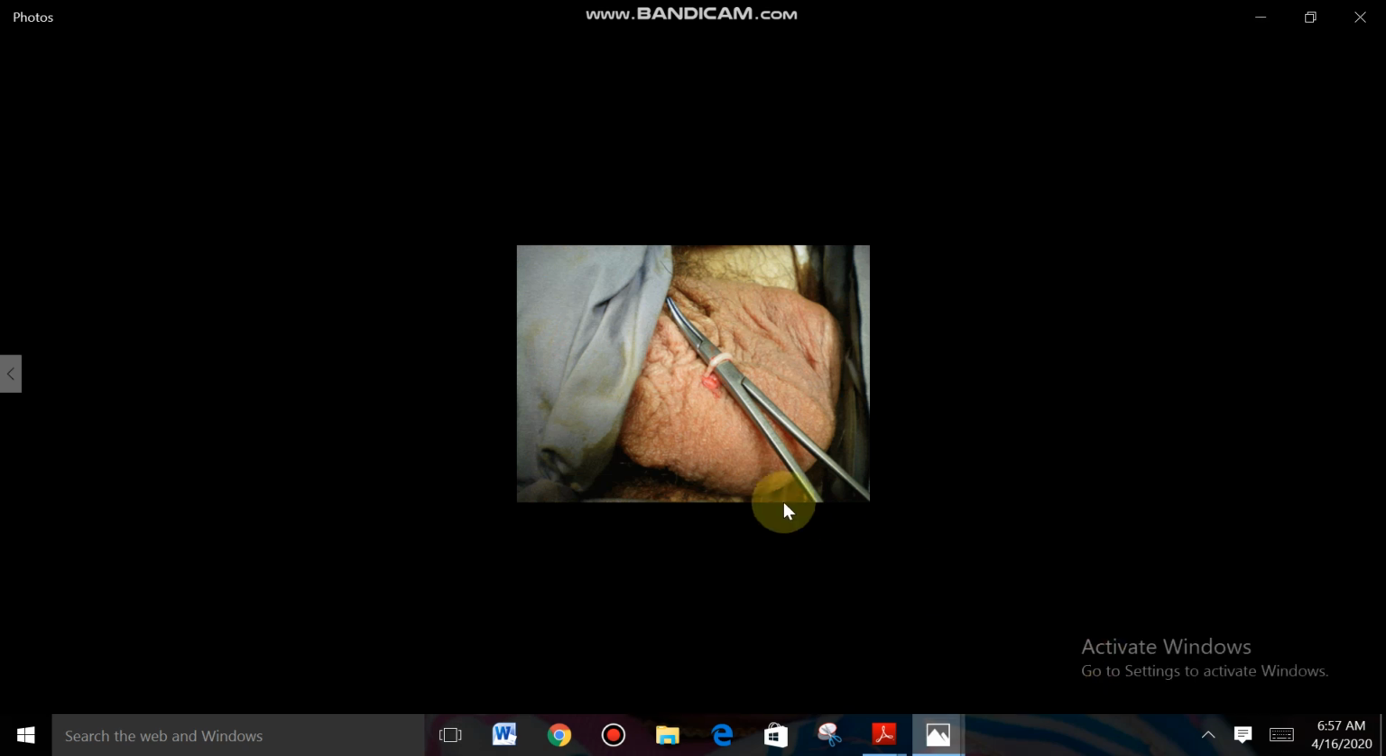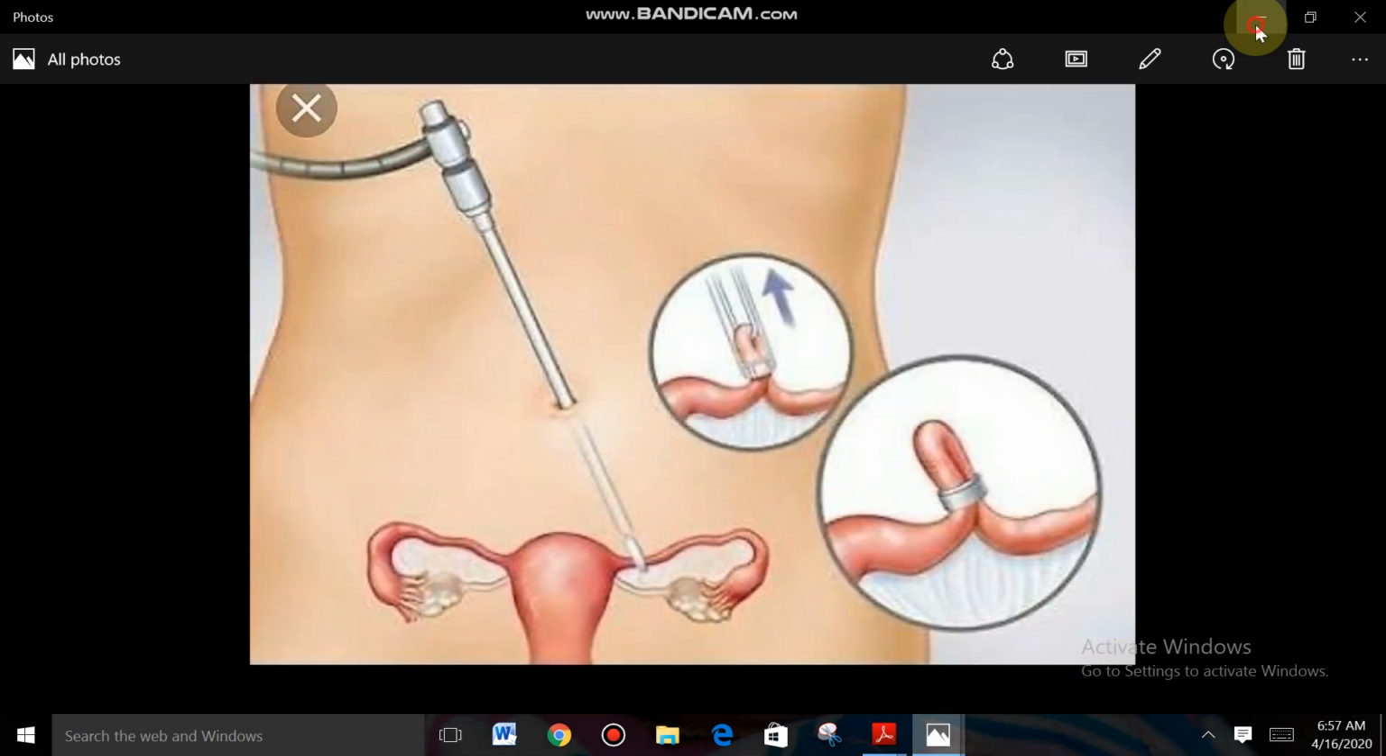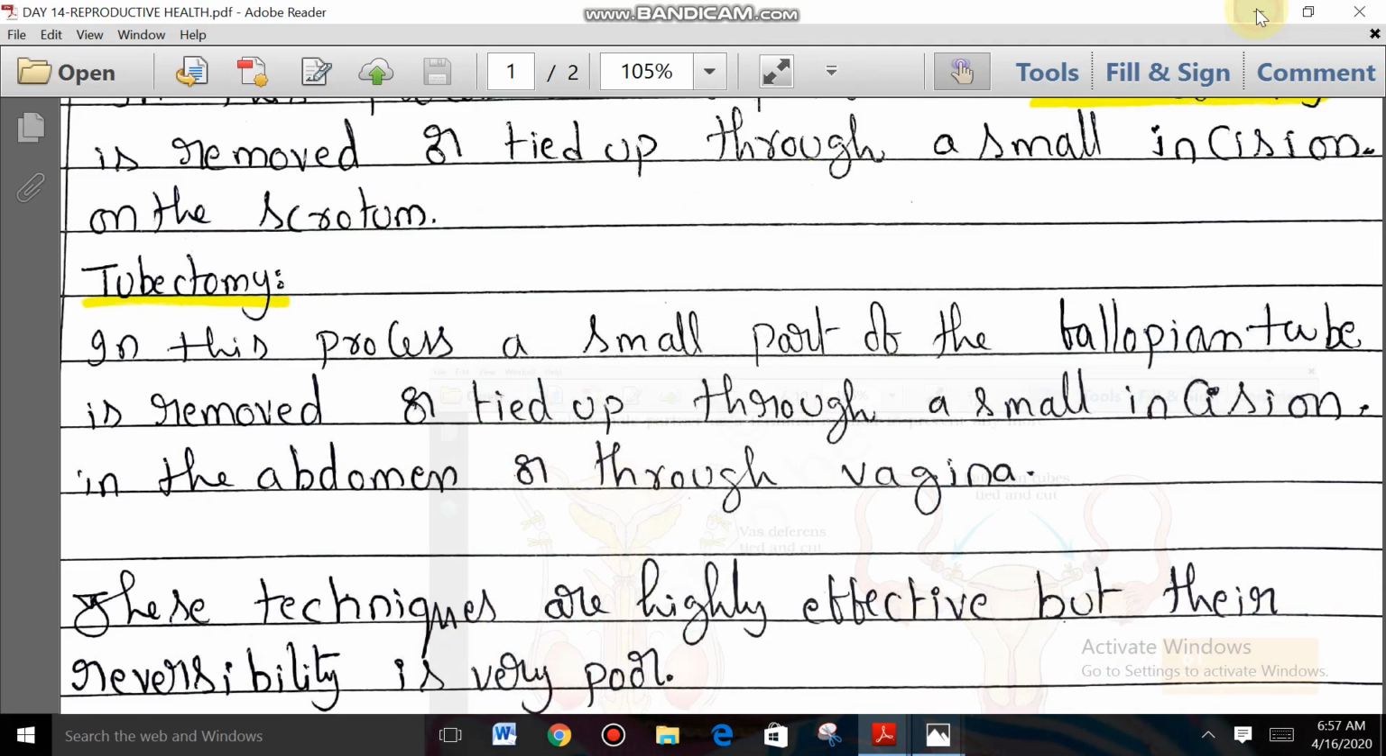And vasectomy, see, this is the scrotum, and through the scrotum there is the vas deferens, and the vas deferens is cut and tied, right? And this is the vasectomy process in males. So on the scrotum, through a small incision only, the vas deferens process takes place. It's a very minor surgery, a sterilization technique. And I want to show one of the vasectomy videos, right?